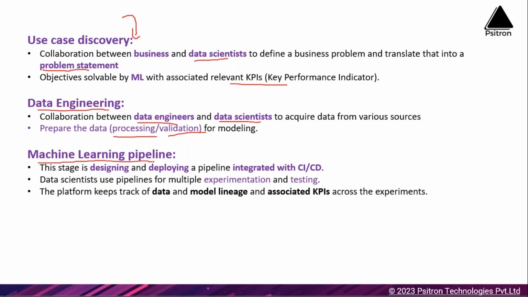Then comes machine learning pipelines. In this stage, we design and deploy the pipelines integrated with a complete CI/CD. We will talk about CI/CD definitely. Once the pipelines are available, our data scientists will use these pipelines to conduct various experimentations and testing. And for the platform that we have built, we need to ensure that we keep track of data and model lineage with the associated KPIs across all the experiments that we are conducting.